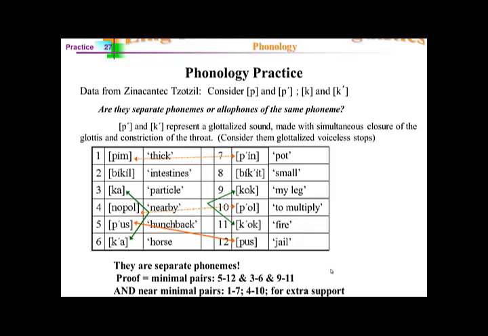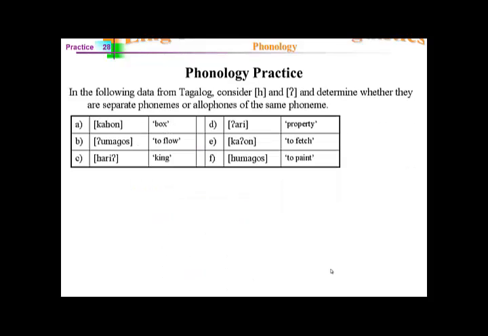The true minimal pairs are enough, though, to demonstrate that in this language, the ejective stop sounds are different phonemes from the non-ejective stop sounds. Problem solved. Here's another example. Pause the video while you do your own solution, and I'll be back when you hit play again.